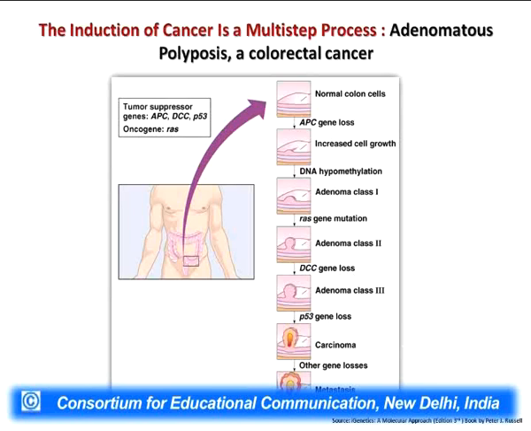So we can see in the starting there are normal colon cells. What happens is when the APC tumor suppressor gene's function is lost, or the gene gets mutated, there is increased cell growth, or a neoplasm starts growing at that particular part, meaning a small tumor is forming. Subsequently, there is DNA hypomethylation and oncogene formation of the Ras gene, which makes the cell grow into the next phase of the tumor, called the adenoma, which is a benign tumor.